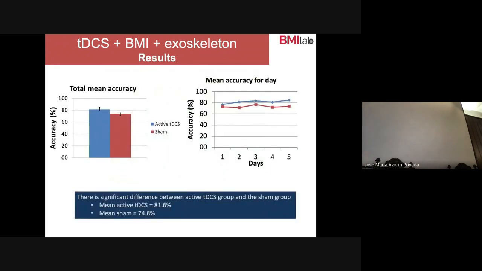So I have to say that after performing this experiment, we checked that actually there were differences between the group that was being stimulated and the group that didn't receive any kind of stimulation. Here you can see in blue that the accuracy of the BCI was bigger than 80%, and the accuracy of the sham group, the group that didn't receive the stimulation, was around 75%. Even if we check the accuracy every day, we also verify that the accuracy was better for the active group.